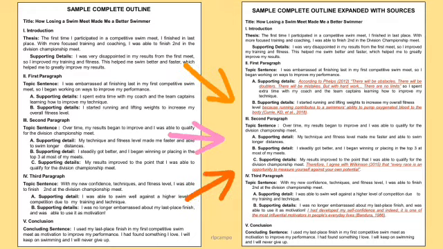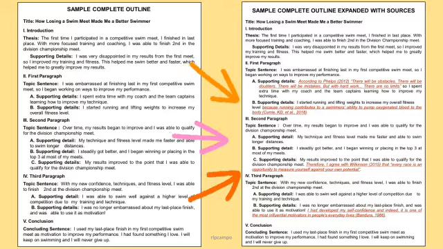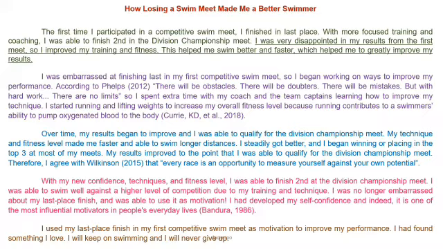This is now the complete outline being expanded with sources. Observe the sentences or statements in red. And if we remove the labels of our outline, our paragraph will look like this. I used color coding for you to familiarize the parts.